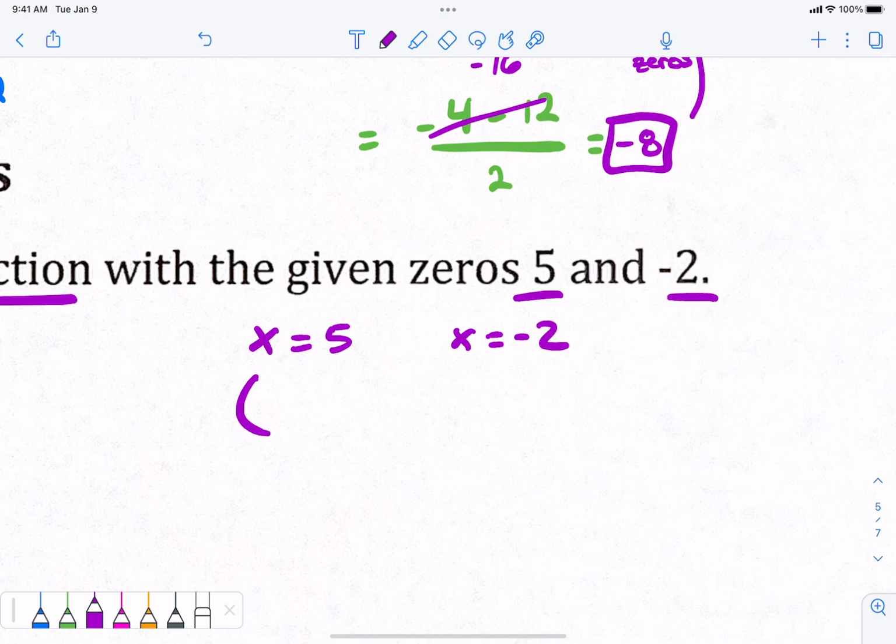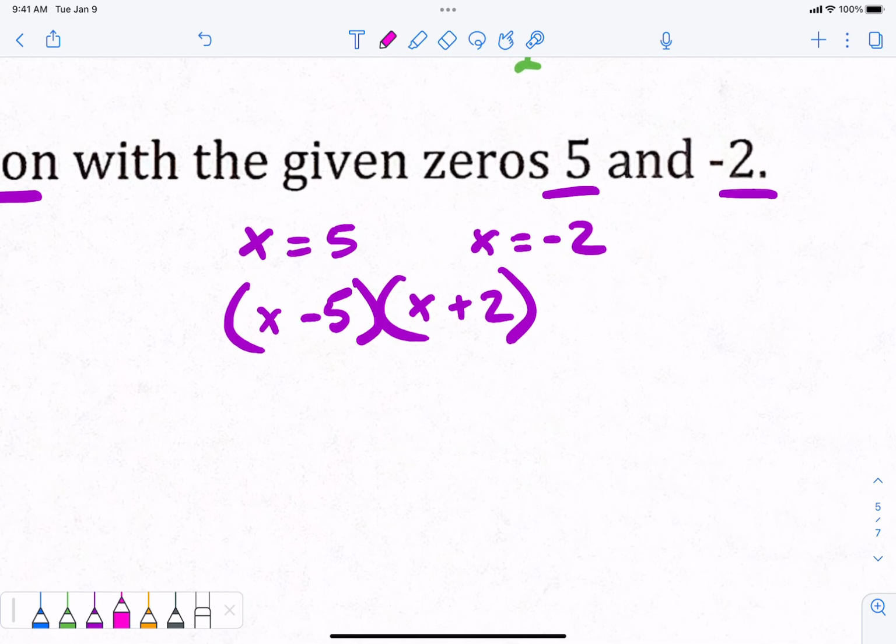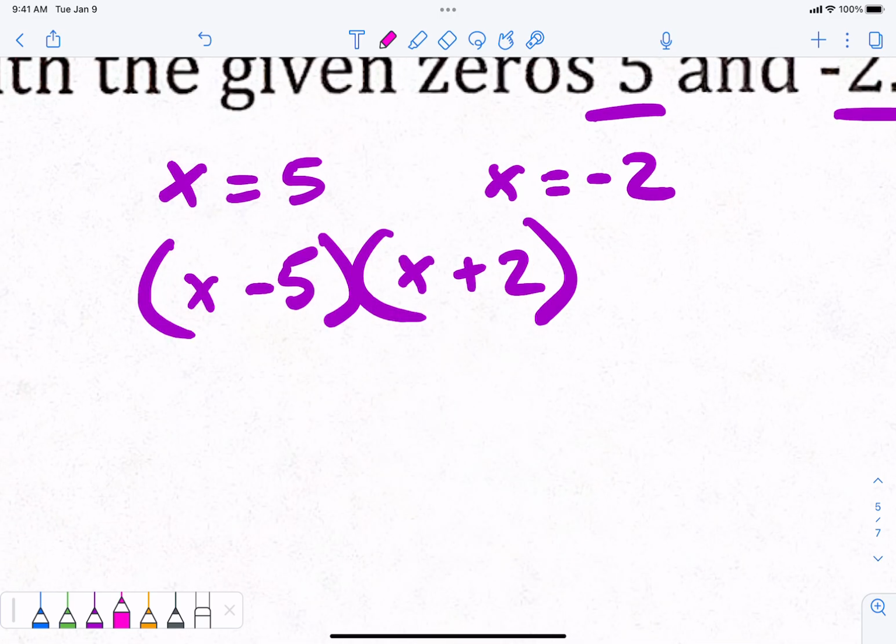Yeah, let's go ahead and work backwards, right? So if x equals 5, then what did it look like in parentheses? x minus 5, right? And if x equals negative 2, then x plus 2. Now how do I get a polynomial from there? FOIL it, right? It's just like working backwards. Instead of factoring, we're building it back up.